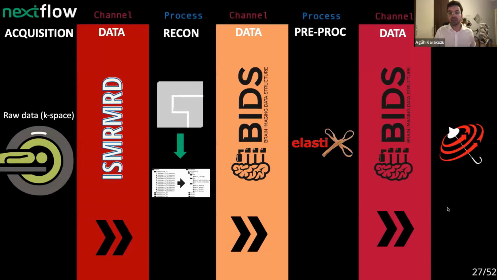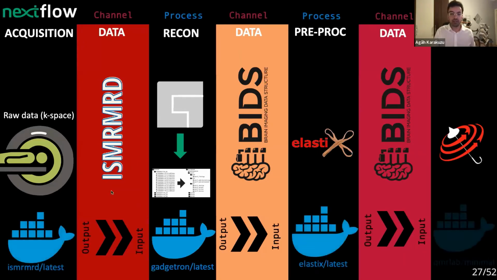So here's an example qMR Flow. It starts with the conversion of k-space data into ISMRM raw data format, and then it calls Gadgetron for reconstruction, and then converts that data into quantitative MRI BIDS format, which is followed by motion correction using ANTs, and then finally qMRLab for performing T1 fitting.